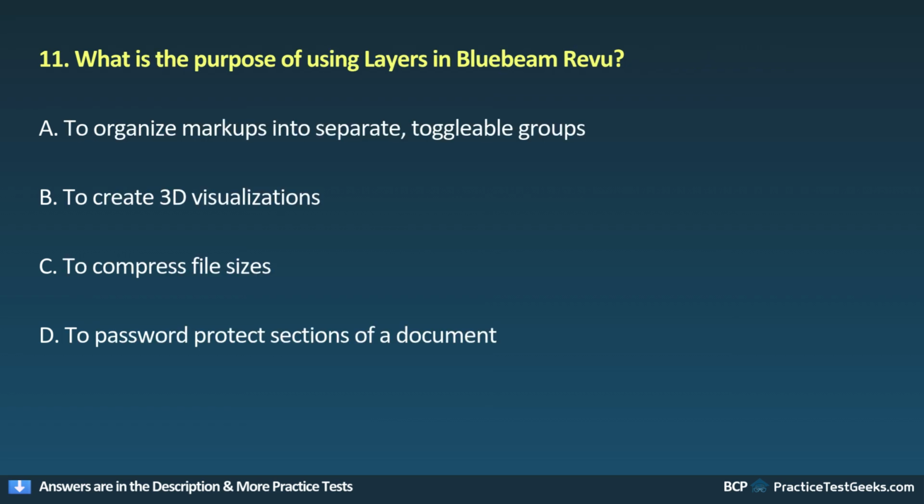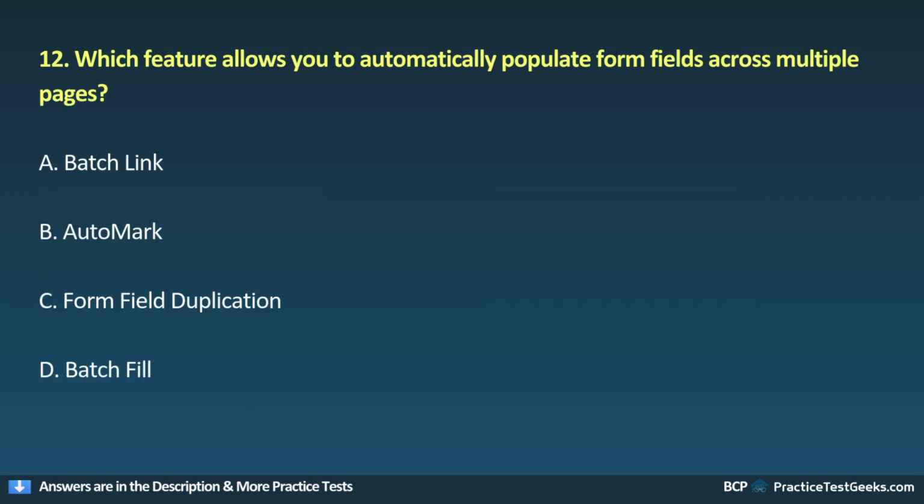11. What is the purpose of using layers in Bluebeam Revu? A. To organize markups into separate toggleable groups. B. To create 3D visualizations. C. To compress file sizes. D. To password protect sections of a document.